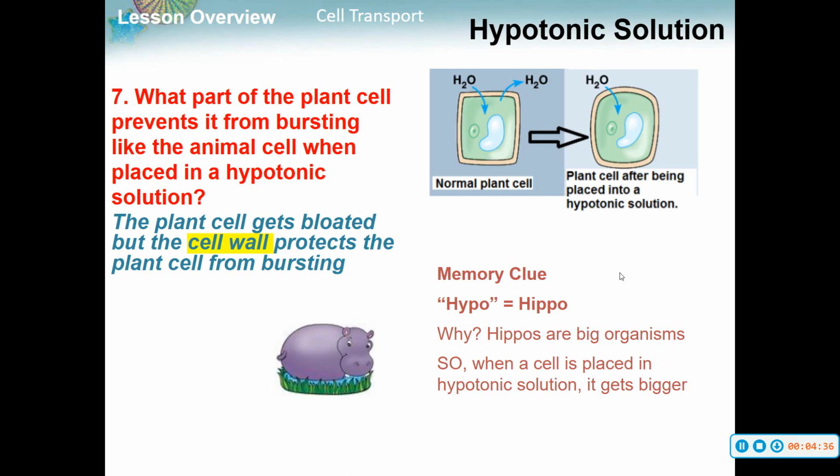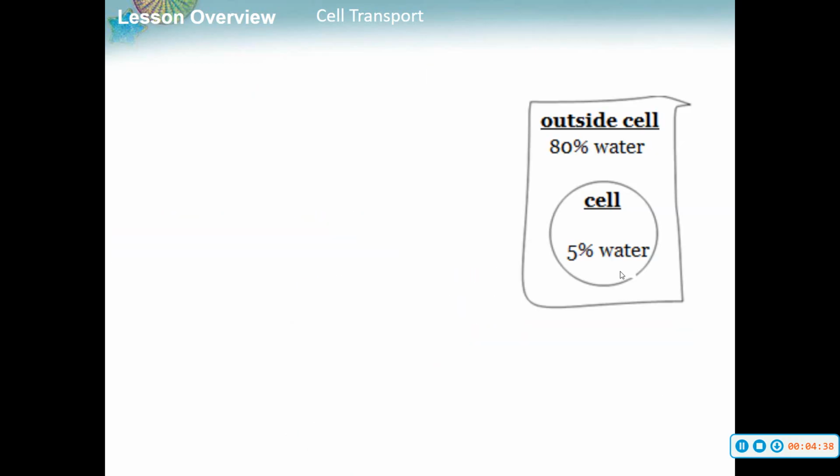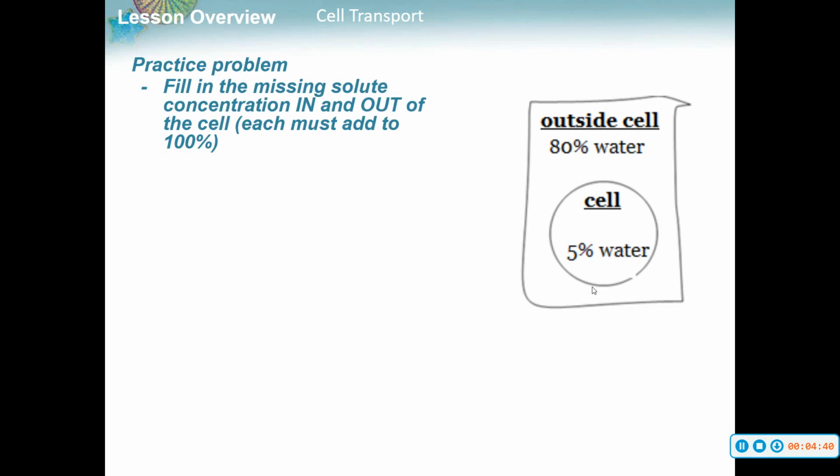Let's take a look at an example, a practice problem. Okay, so I want you to pause the video and fill in the missing solute concentrations, and then draw an arrow to show which way the water will move. So if there is 80% water outside, how much solutes are outside? There's 20% because it's out of 100. And for the cell, there's 5% water, so the rest would be solutes, 95%.